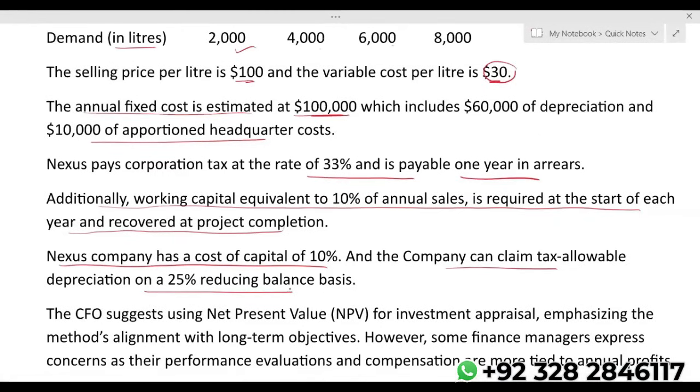Two things it is always advisable to deal with after you have calculated the tax payments. One, tax saving from capital allowances: always show it after you have calculated the tax payments. Second, deal with the working capital after you have calculated the tax payments. And of course, scrap value we also show at the end, because we are not paying any tax on the scrap value. So I believe with this explanation, you can very easily calculate the NPV of this project.